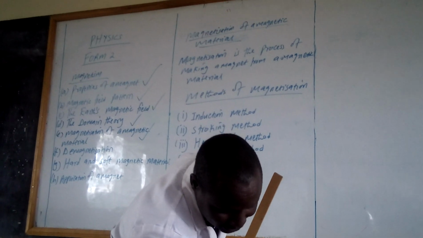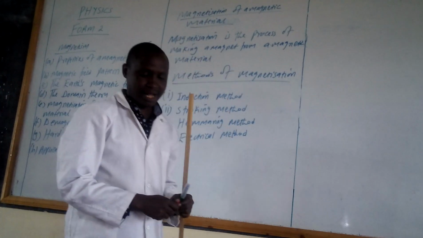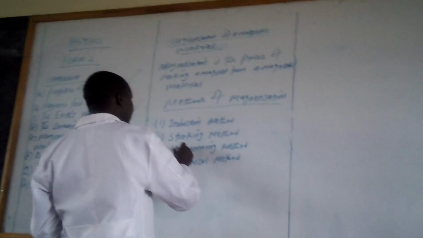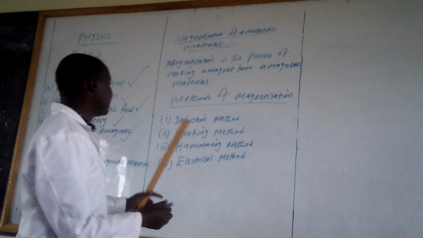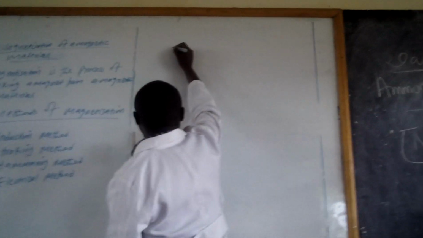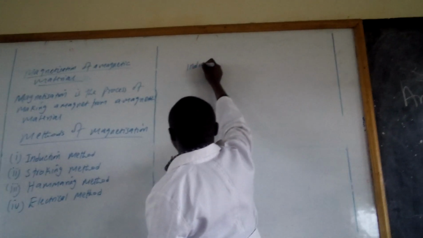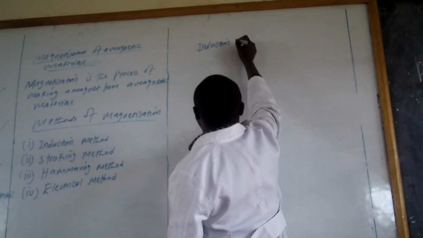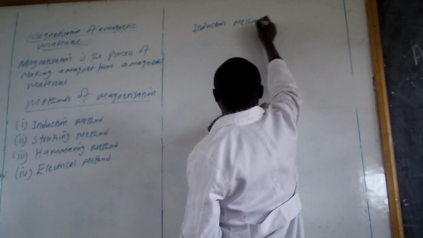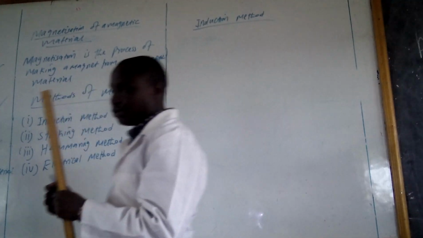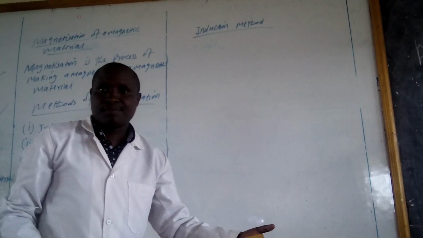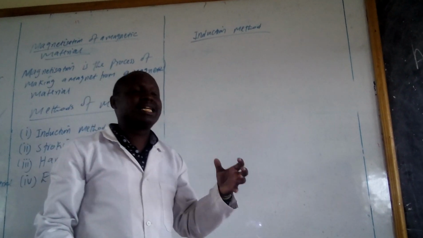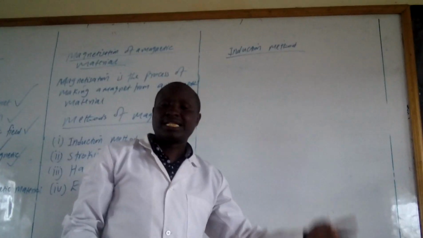Okay, I have a magnet here, which is the bar magnet. We will start from the first one, which is the induction method. In the induction method, a magnetic material is induced by the magnetic field. The magnet induces the magnetic properties to the magnetic material.